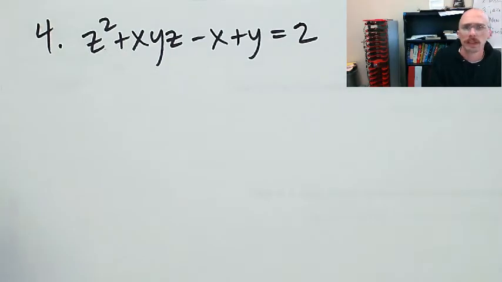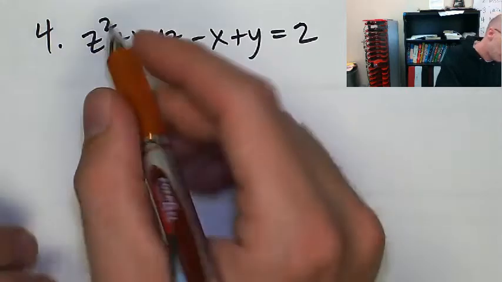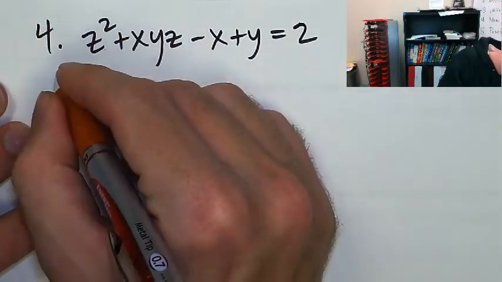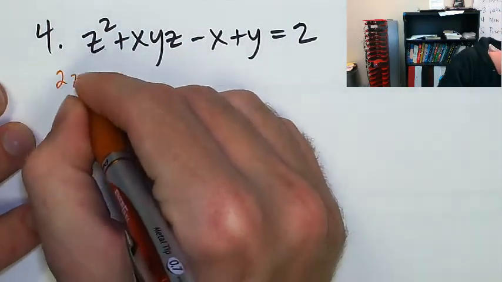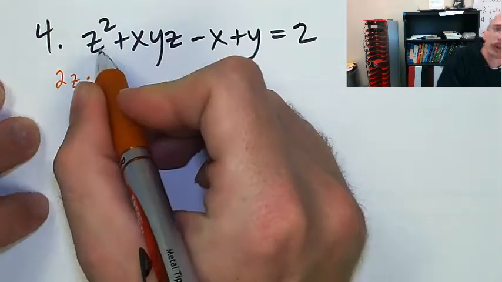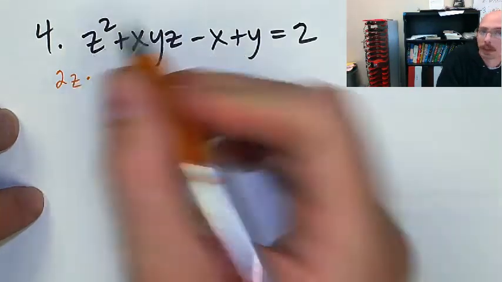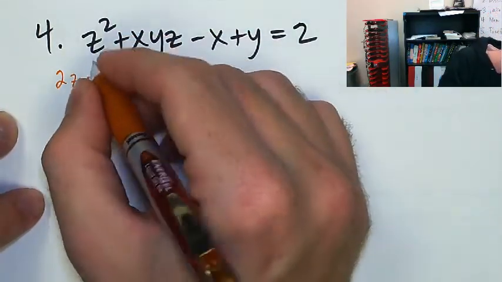If we're trying to find dz dx, well, we'll take the derivative of both sides of the equation with respect to x and see what happens. But assuming that z is a function of x. So I'm going to go in, and I'm going to take the derivative of z squared. Well, the derivative of z squared is 2 times z to the first times the derivative of z with respect to x, if we're taking the derivative of both sides with respect to x, which we are.